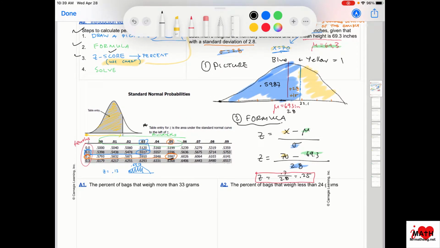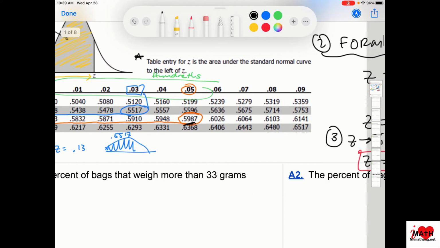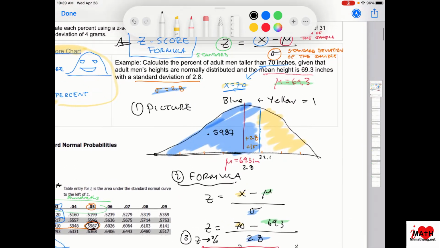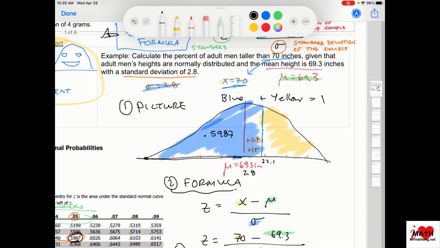Okay, we did step number 3 here. That's going from a z to a percent. And we got a z-score of 0.25 using the chart is 0.5987, which is 59.87%. And I have that there. And basically now we need to solve. In this problem, it wants taller. Taller means, or more, is going towards the right. So they do want us to find the yellow.